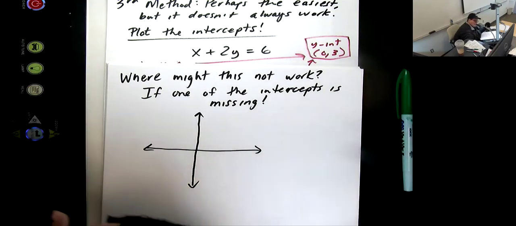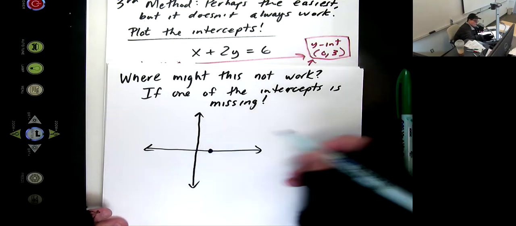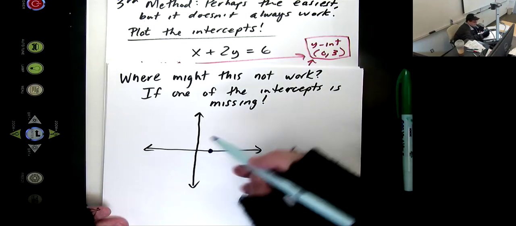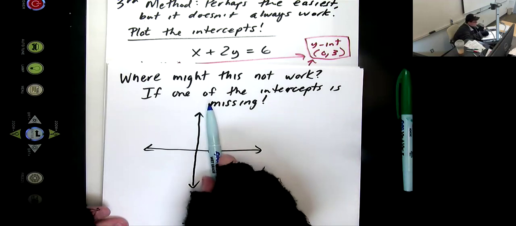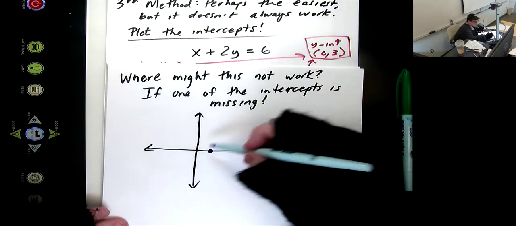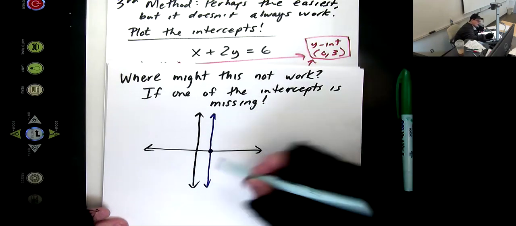For a line that doesn't hit the y-axis, it can't tilt slightly at all. Because even if it tilts just slightly, if we go far enough away from the x-intercept, it will hit the y-axis. So the only way it's not going to hit the y-axis is if it's straight up and down. So a vertical line only has one intercept.